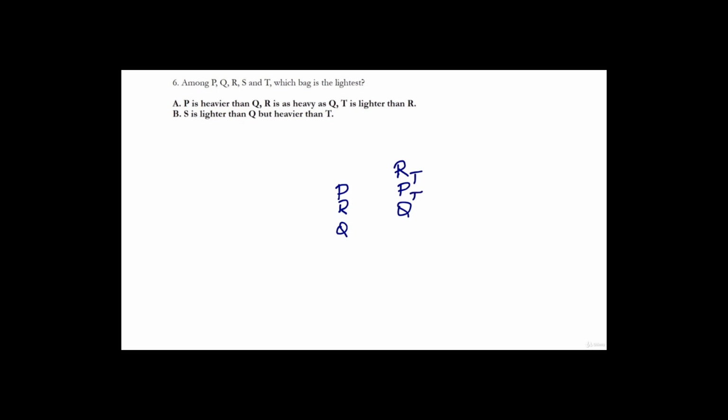So we do not have all the 5 elements compared in this particular statement, which means obviously it doesn't give any clue about which is the lightest. Now let us consider only the second statement. S is lighter than Q but heavier than T. And in this statement there is no information about P and R, which means we cannot determine which is the lightest one. So the second statement alone doesn't give any answer.